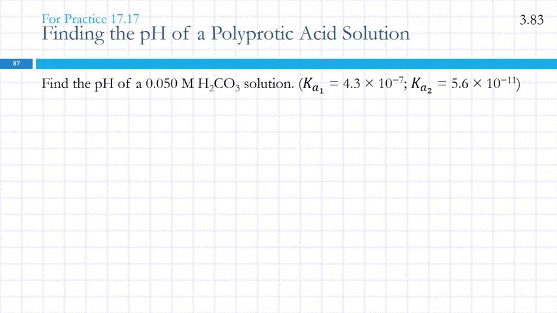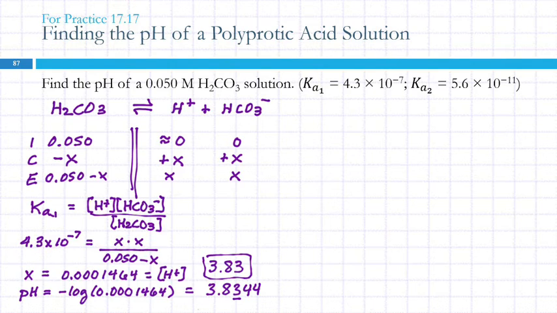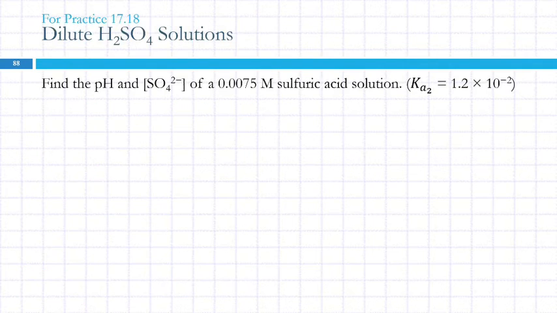What would we do if the second Ka was bigger than the first? The second Ka can never be bigger than the first. If it was really close, then you might have to consider it. Usually that doesn't happen though. But in the next slide, we're going to do a dilute sulfuric acid solution, which is one where we do need to look at that. Any other questions about that example?